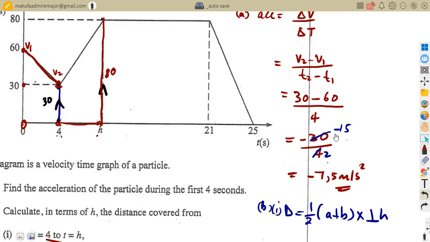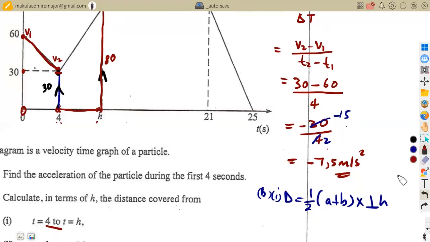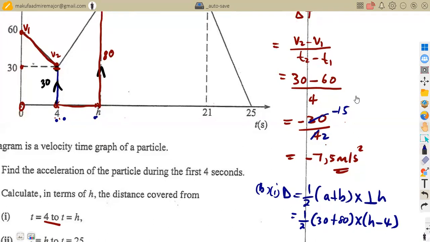4. So meaning our formula, if we substitute here, we are going to have our distance as half of the sum of parallel sides. We add 30 and 80, so this is 30 plus 80, times the perpendicular height, which is the difference from 4 up to h. It's h minus 4. So this one is going to be h minus 4. So that is our expression.